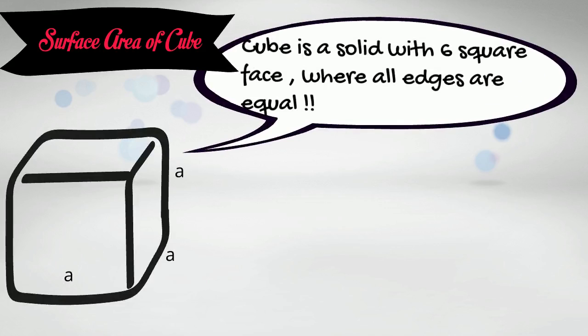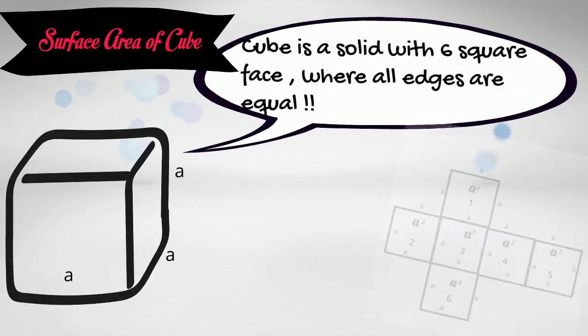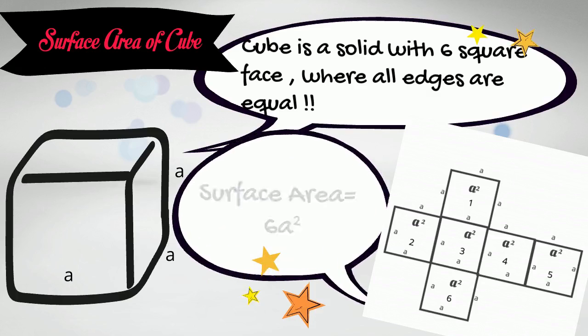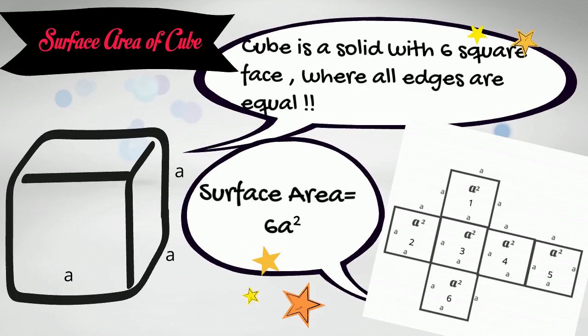Surface area of cube. So what is a cube? A cube is a solid with 6 square faces where all edges are equal. As we can see in a diagram, all sides are equal and they are all at right angles to each other. So the surface area of cube comes to 6a square.